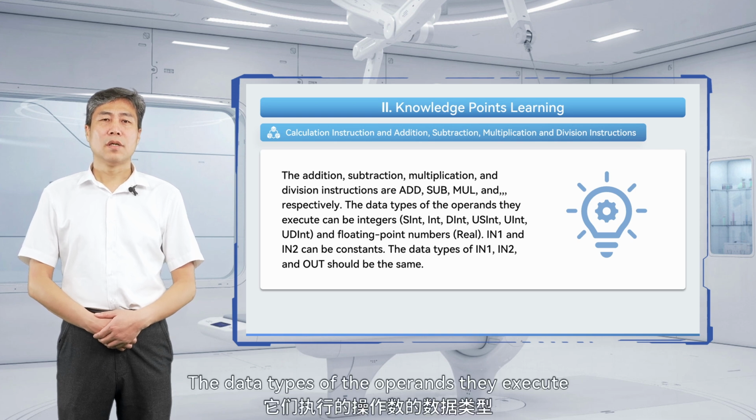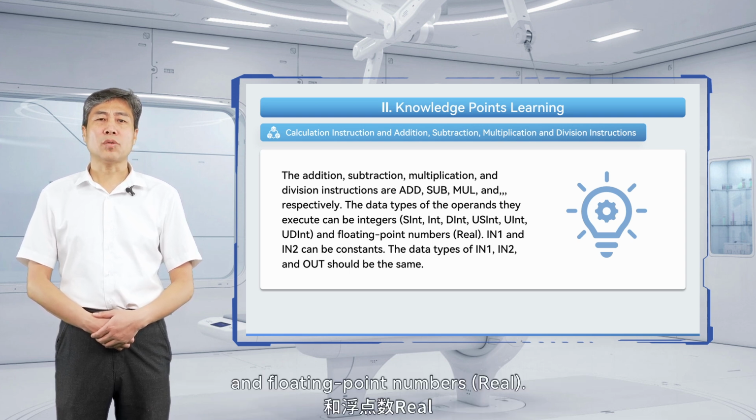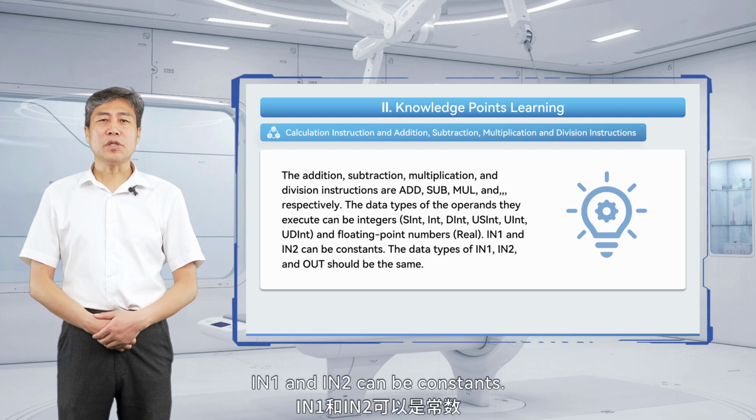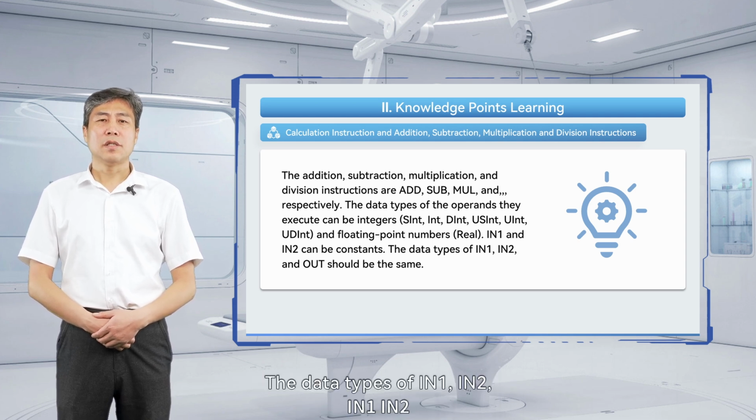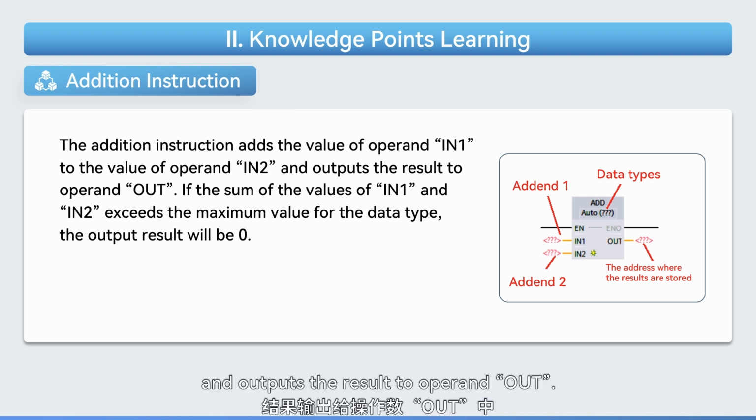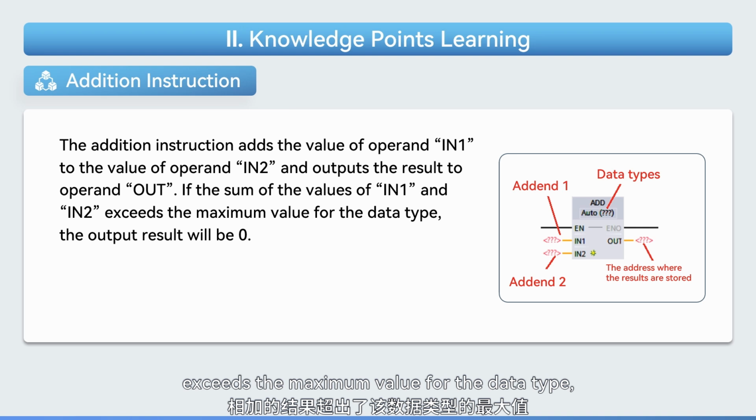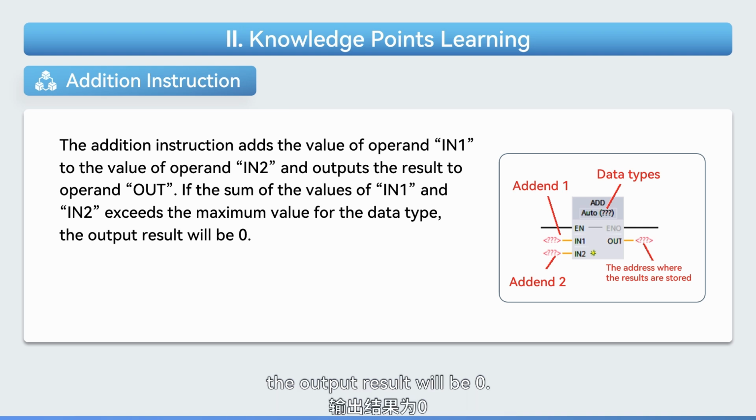The data types of the operands they execute can be integers, sint, int, dint, usint, uint, udint, and floating point numbers, real. IN1 and IN2 can be constants. The data types of IN1, IN2, and out should be the same. The addition instruction adds the value of operand IN1 to the value of operand IN2 and outputs the result to operand out. If the sum of the values of IN1 and IN2 exceeds the maximum value for the data type, the output result will be 0.